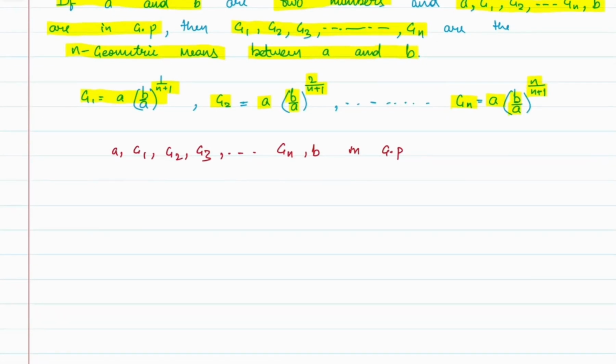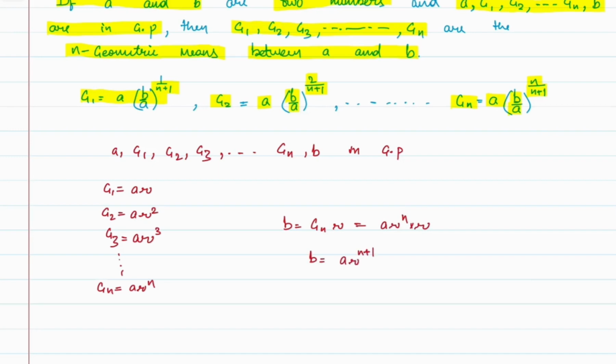then g1 should be equal to a into r, if we take r as the common ratio, and similarly g2 should be equal to a into r square, and g3 should be equal to a into r cube, and so on up to gn equal to a into r power n. Now since b is the successive term of gn, b should be equal to gn into the common ratio, and gn is equal to a into r power n. So we'll have a into r power n into r. From this, b will be equal to a into r power n plus 1.